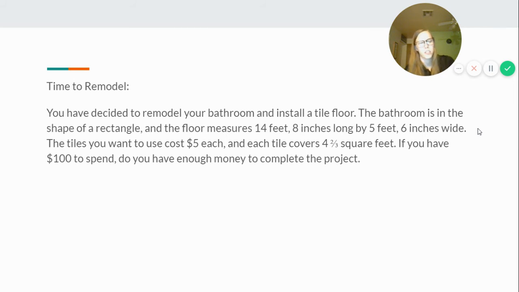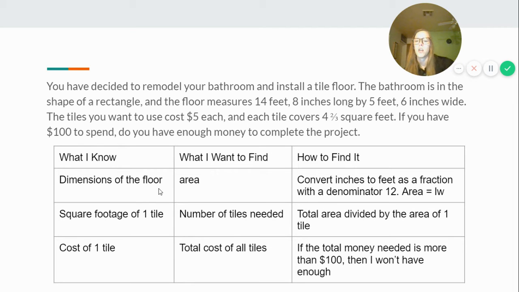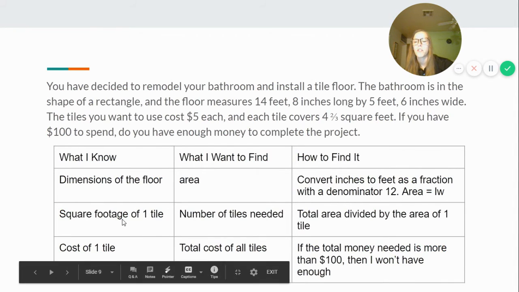So we're going to look at a chart here. We know the dimensions of the floor, and then we want to find the area. Here's how we find it. Convert the inches to feet as a fraction, for the denominator, area equals length times width. We know the square footage of one tile. We need to find how many tiles are needed. Take the total area divided by the area of one tile. And finally, we know the cost of one tile. We need to find the total cost of all. So if the total money needed is more than 100, then you won't have enough.